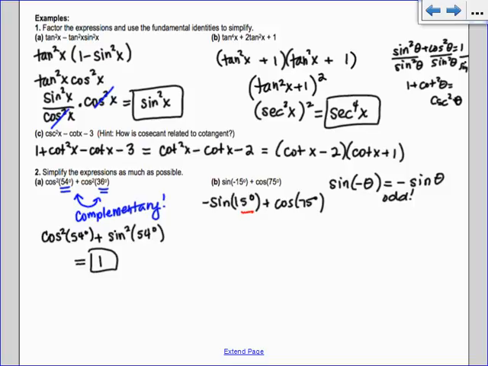Now we're going to use the fact that they are complementary. So we're going to say negative cosine of 75 plus cosine of 75. And it doesn't matter which one you change. You could have changed the sine to cosine or the cosine to sine. It doesn't matter. So now we see we have negative cosine of 75 plus cosine of 75, so we do get 0.